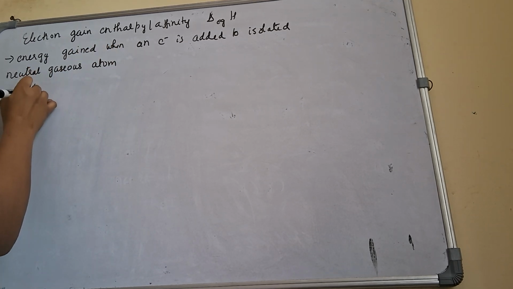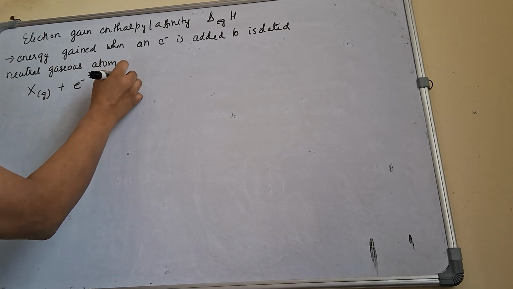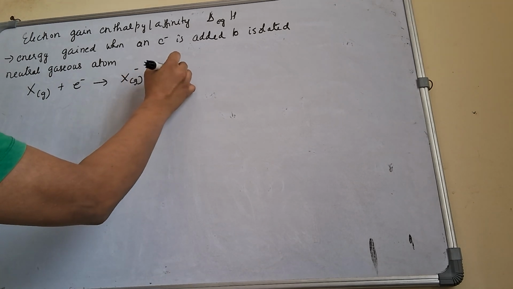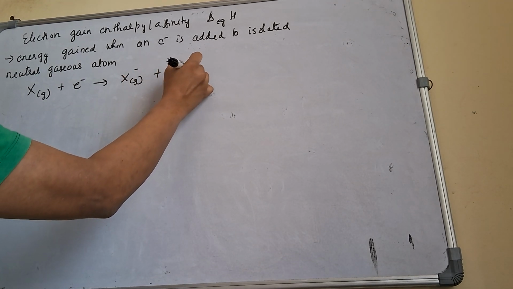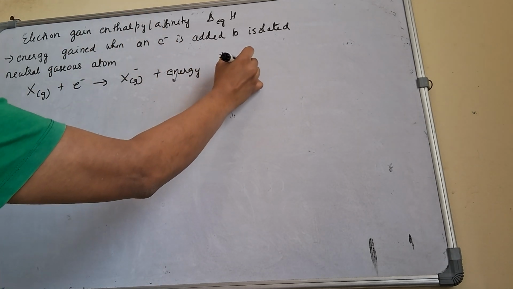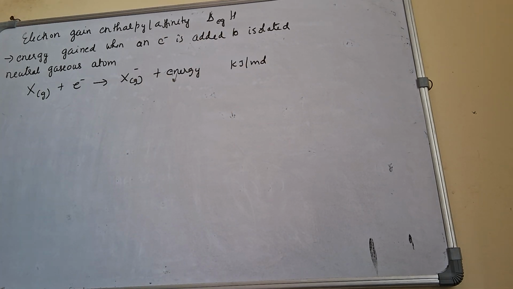For example, you have a neutral gaseous atom like this, you add an electron to it, it will have a minus charge, correct? And then it will gain some energy. This energy is what we call the electron gain enthalpy. And again this is denoted in kilojoules per mole, that is its unit.